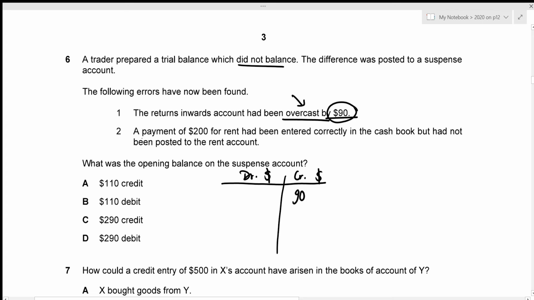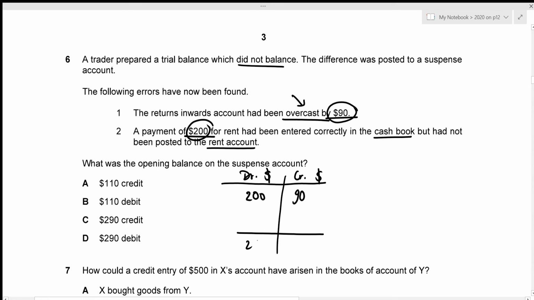Then the second error is that a payment of 200 for rent had been entered correctly in the cash book, but had not been posted to the rent account. And remember that rent is an expense. Whenever we're talking about expenses, those will be recorded on the debit side in our trial balance, which means that we now need to record this 200 on the debit side representing the rent paid. So that's going to be 200. That is all of our errors. So now let's correct it.